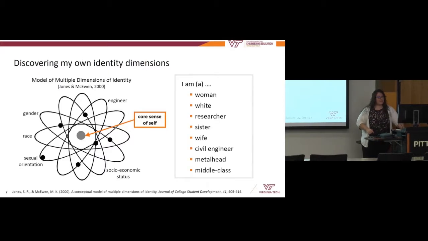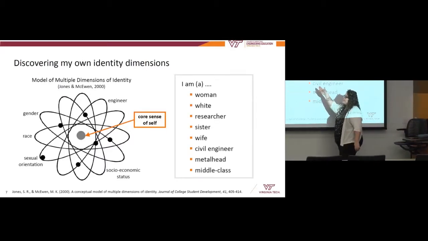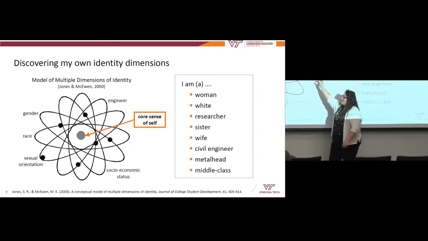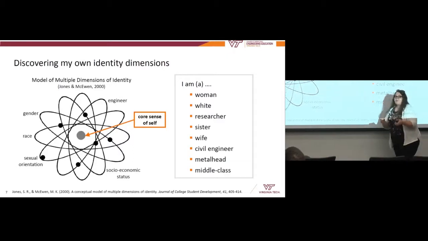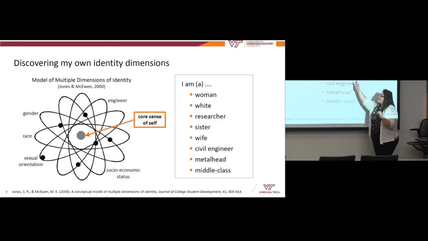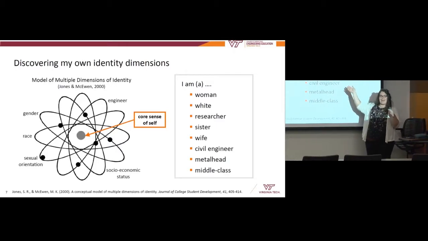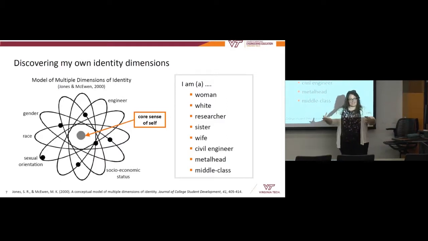So then we get into the salience of those. As these molecules on this atom move closer to the nucleus, that aspect of your identity becomes more salient. So you communicate these in I am phrases, like, I am a woman, I am white, I'm a wife, I'm a sister.